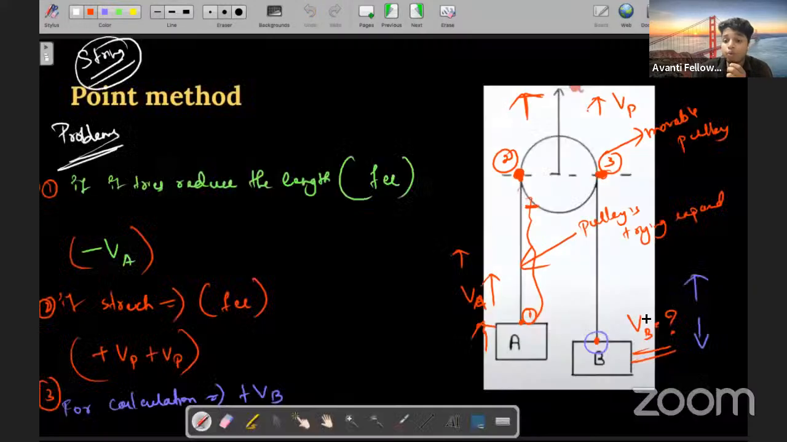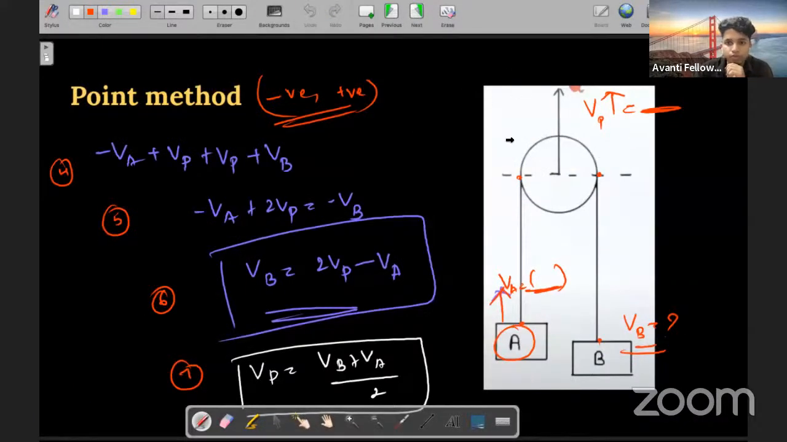See, over here, I want to find the velocity of VB. For calculation purposes, I'm taking the velocity to be plus VB. Now, what I did was, you know that this is 0. So minus VA plus VP plus VP plus VB equals 0. If I take this to the left hand side, it becomes minus VA plus 2 VP equal to minus VB.